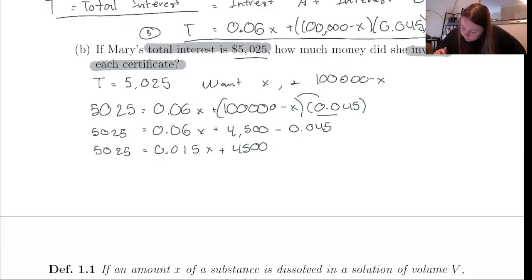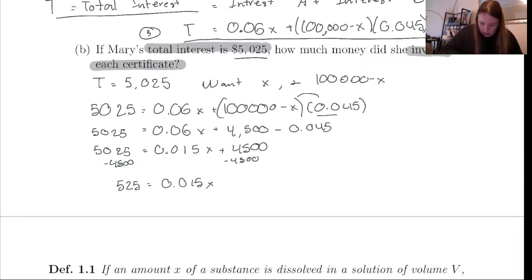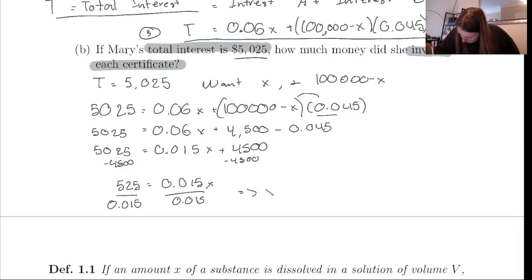Okay. So now we're gonna solve for x, okay? So minus 4500 minus 4500. So I get 525x. And then when I divide everything by 0.15, we'll get that x equals 35,000.